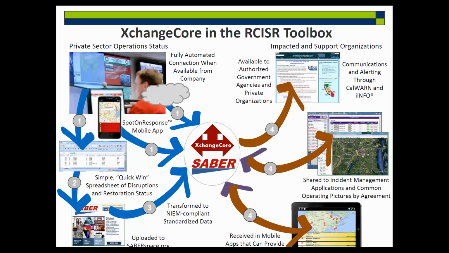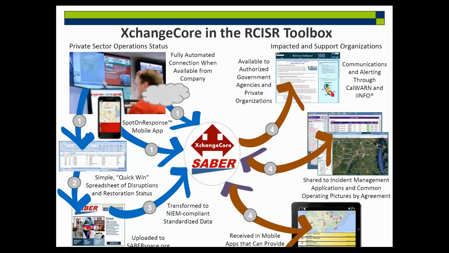And they're going to receive information that comes out of XchangeCore and goes into CalWarn, which is part of iInfo, a very widespread application that shares information and provides a whole lot of other application tools, and that focuses largely on the metropolitan government area. In fact, it is created by an organization that was founded by Texas metropolitan governments, and they make this information and the applications available very inexpensively to other local governments.